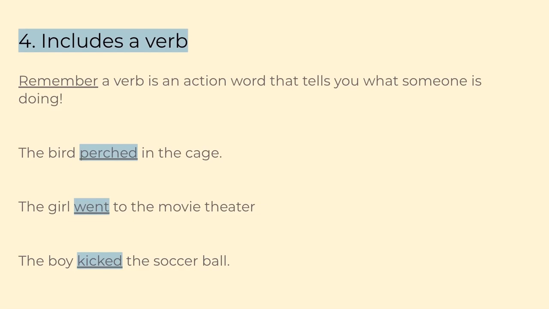Number 2, the girl went to the movie theater. Went is the verb because it shows us what she's doing. The boy kicked the soccer ball. The verb is kicked because it tells us what he did.